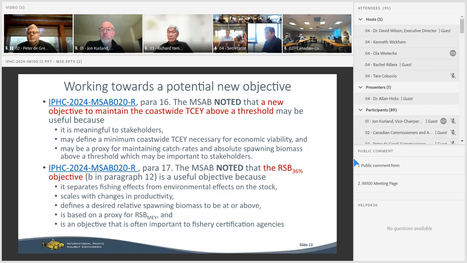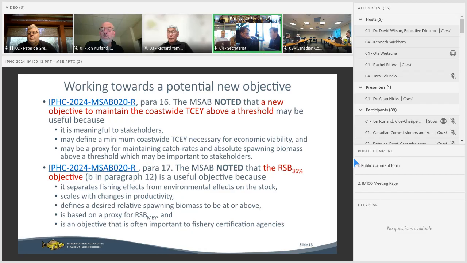The MSAB also discussed the usefulness of the current objective, or this B36% objective. And they felt that that is a useful objective because it does separate the fishing effects from the environmental effects on the stock. It can scale with changes in productivity. In other words, it's a dynamic approach to managing the stock and determining stock status. It defines a desired relative spawning biomass to be at or above, and is a proxy for BMEY. And it is an objective that is often very important for certification agencies.